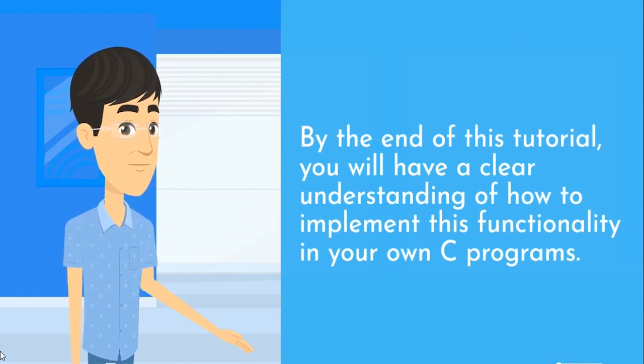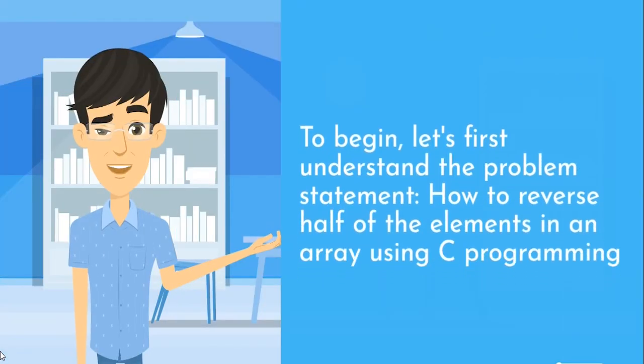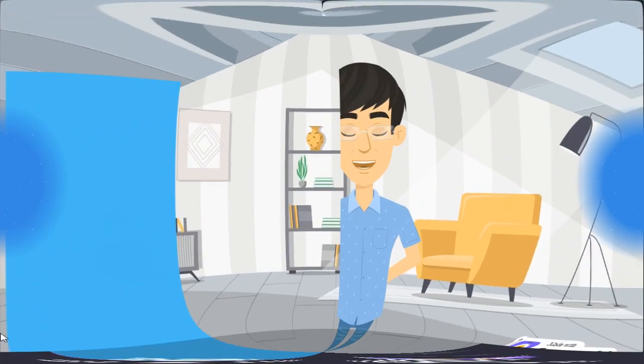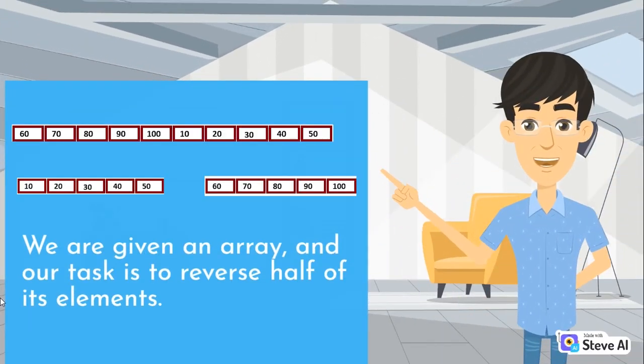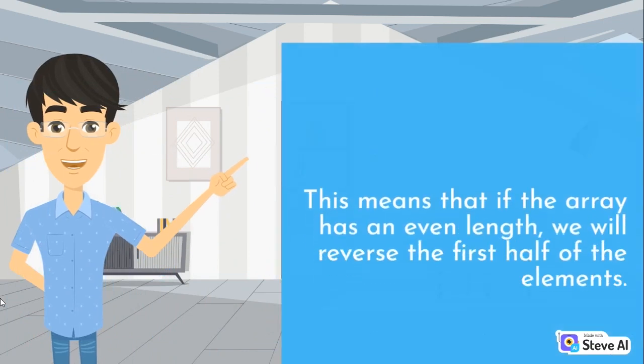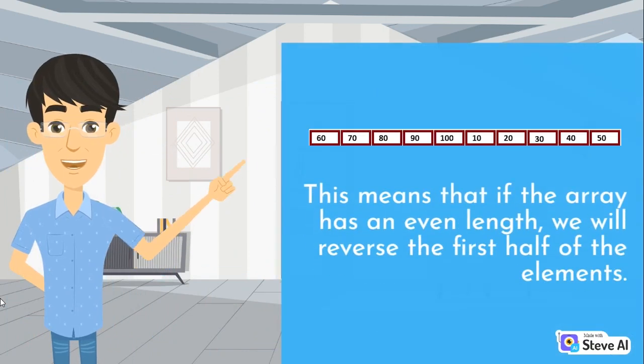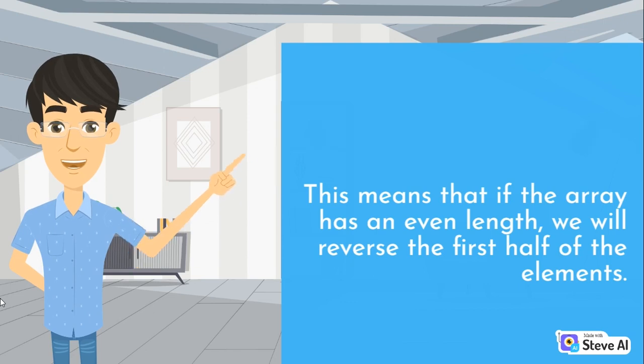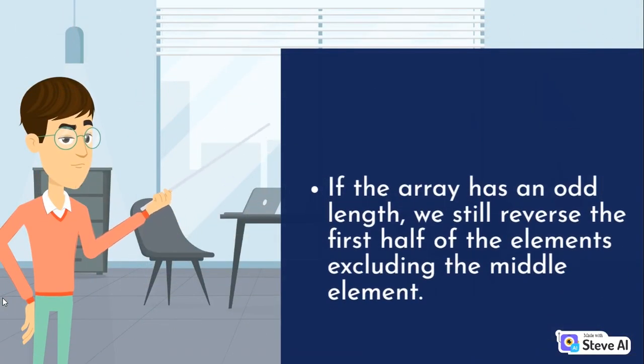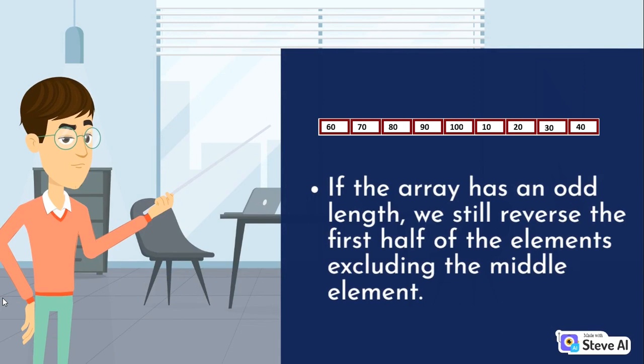To begin, let's first understand the problem statement: how to reverse half of the elements in an array using C programming. We are given an array, and our task is to reverse half of its elements. This means that if the array has an even length, we will reverse the first half of the elements. If the array has an odd length, we still reverse the first half of the elements, excluding the middle element.